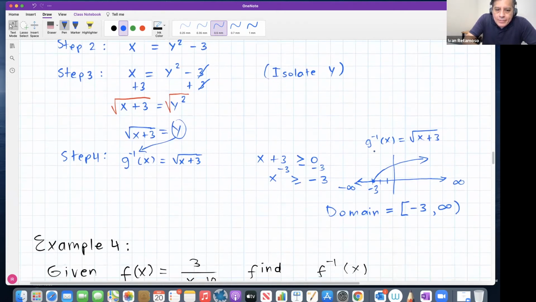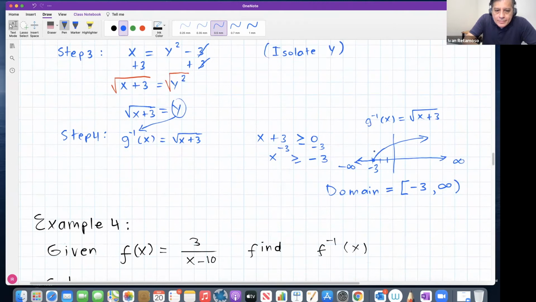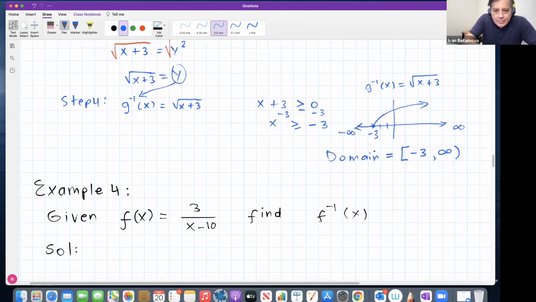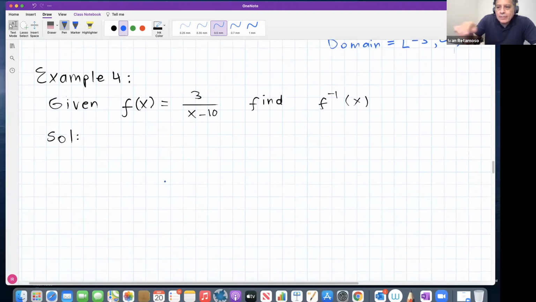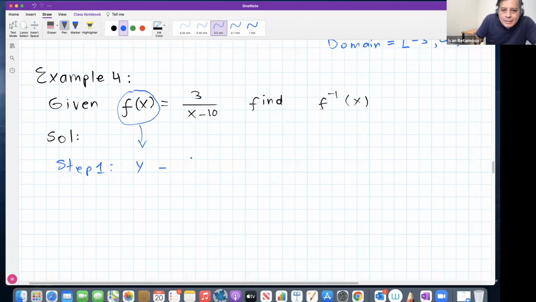Okay. Now, let's take a look at this other example. What if they give you something like this? A rational function. F of x equals 3 over x minus 10. Find the inverse function of f. So we follow the 4 steps, right? Again, step one says, instead of f of x, write a y. The rest stays the same, 3 over x minus 10.